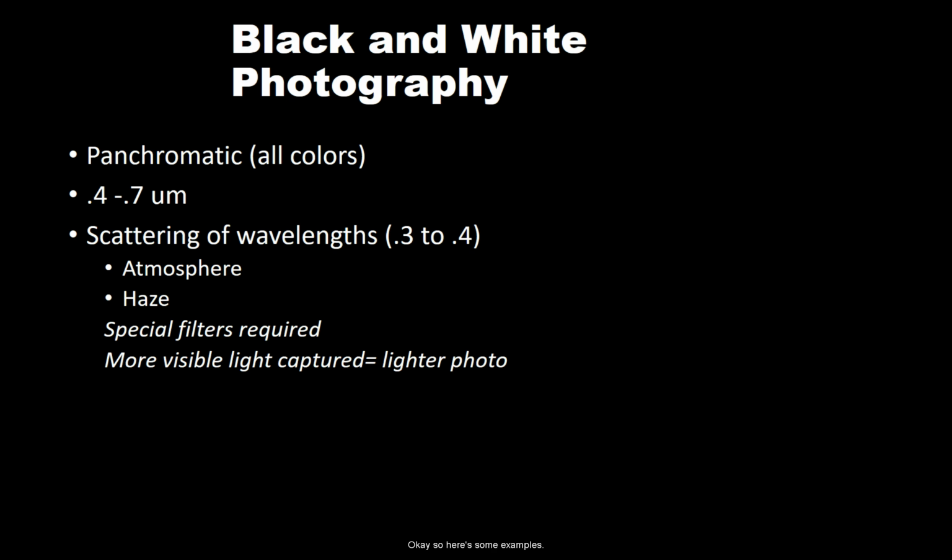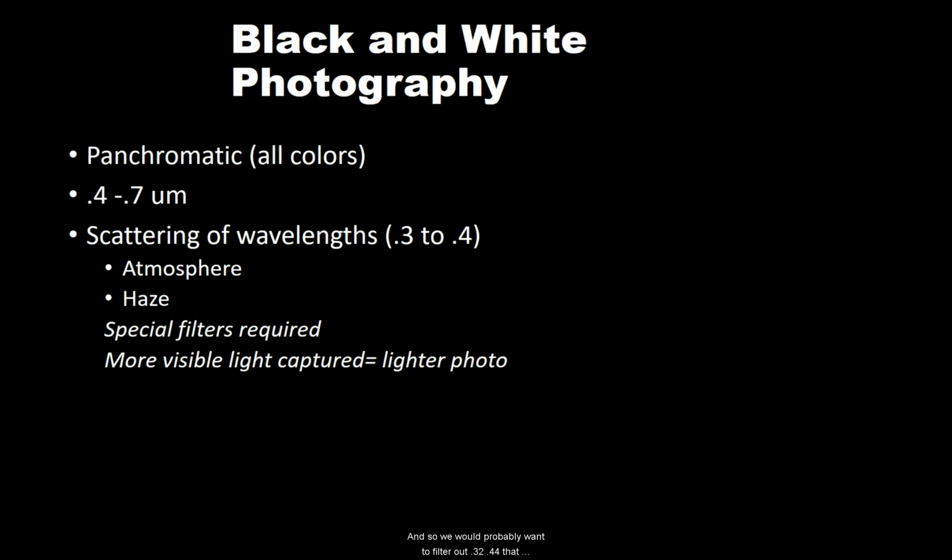Okay, so here's some examples of black and white photography. We define black and white photography as being panchromatic of all colors, and we are defining the wavelengths in the visible part of the electromagnetic spectrum, so 0.4 to 0.7 micrometers in the electromagnetic spectrum. Now, when we look at black and white photography, there's things to think about and perhaps try to eliminate. And so the example would be the atmosphere. A hazy environment or a smoky day would influence the type of scattering that would take place in our wavelength.